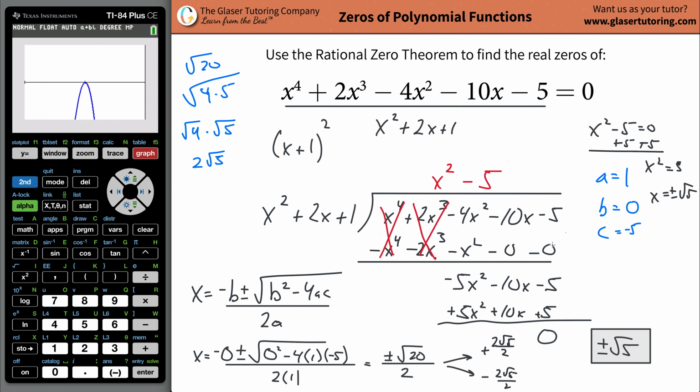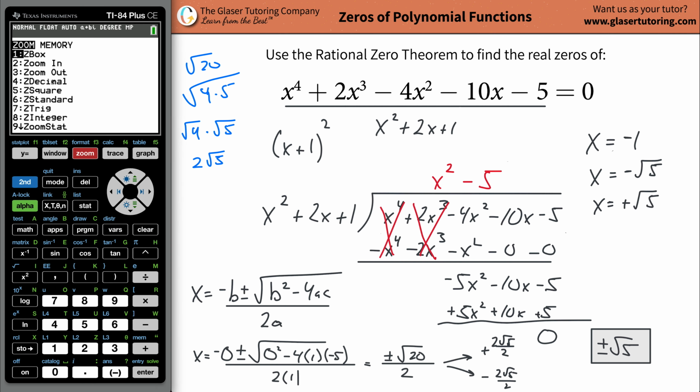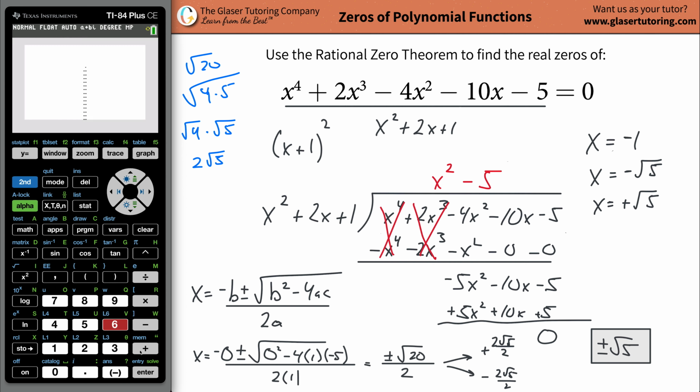All right, the other factors now are going to be, so we said before, let me just erase some of this craziness. So we said before that we had a value x being equal to 0 at x equals negative 1. We also now found that x will also be equal to negative radical 5, and x will also be equal to positive radical 5. All right, and let's see if that's true. Let's go to Zoom. Let's go back to standard, okay? Let's hit 6, hit enter.